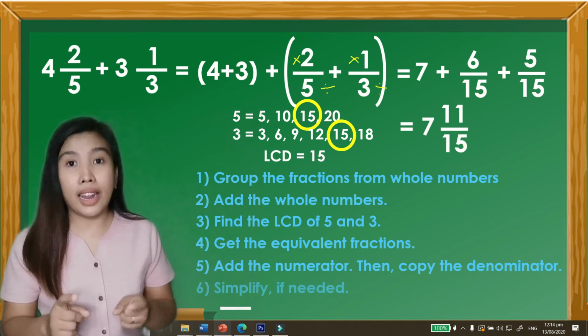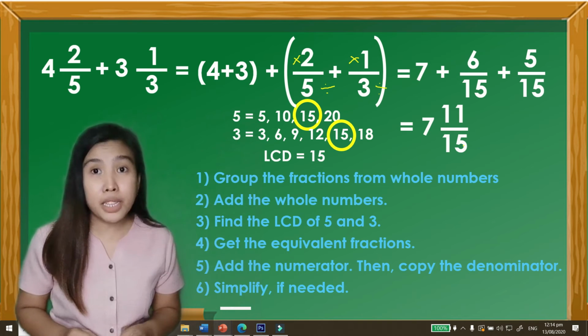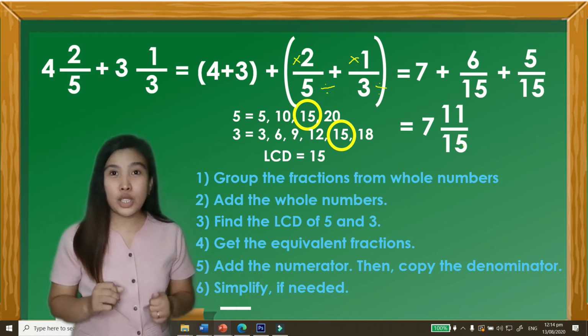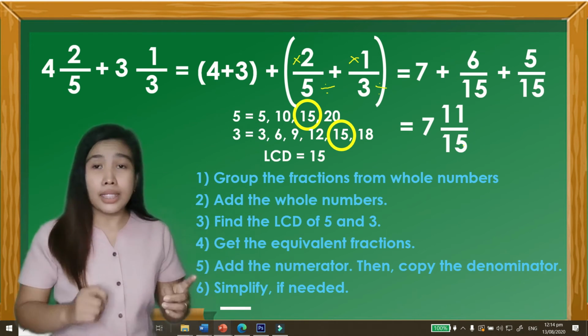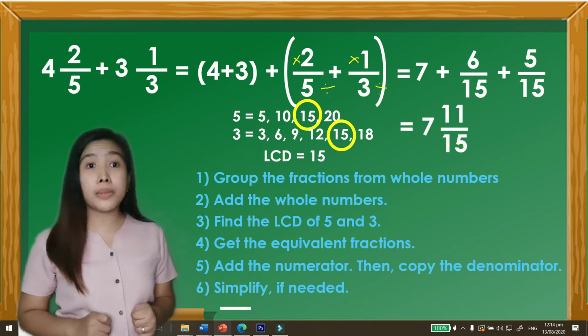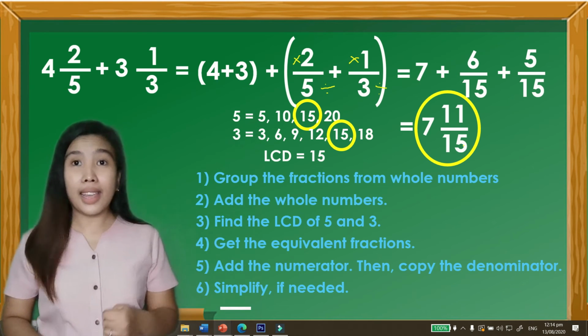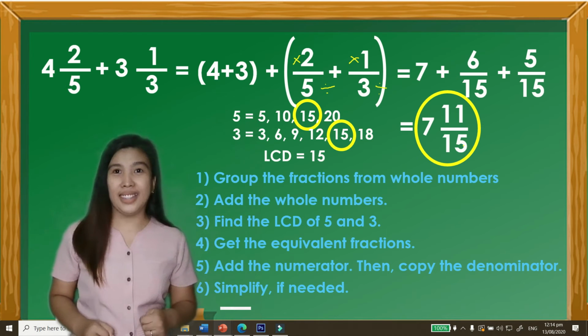Is 7 and 11 over 15 in simplest form? Very good. That is in simplest form. So, therefore, the sum of 4 and 2/5 and 3 and 1/3 is 7 and 11 over 15.